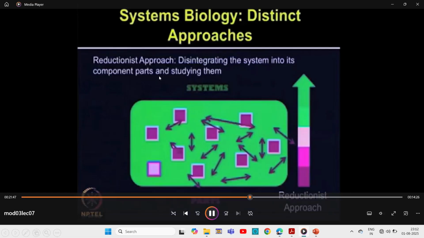And there are different approaches for studying systems biology. In the reductionist approach, you disintegrate the system into its components first, like each and every cellular organelle, dealing with how it is interacting with other organelles. For example, consider the whole system as a cell. It's just an example, though you can take it in any way. So you deal with one specific organelle first, how it is interacting with some other organelle, and how that is interacting with another organelle, etc., in the whole system itself.